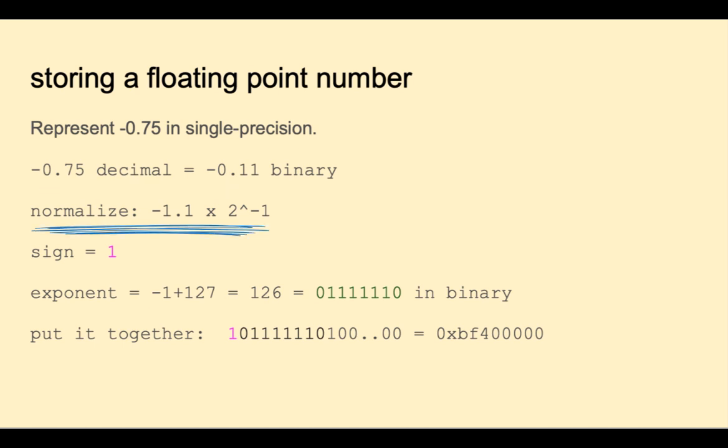We need to normalize this to get a 1 before the point. So now we have negative 1.1 times 2 to the negative 1. The exponent is negative 1 plus 127 equals 126, which is 01111110. Remember that we need to fill the 8-bit field for single precision. The 1 before the point is not stored anywhere. The number after the point is placed in the fractional part. And we put all that together in binary and convert to hex.